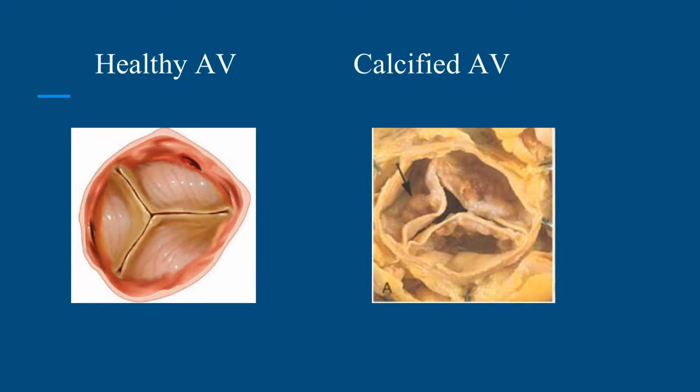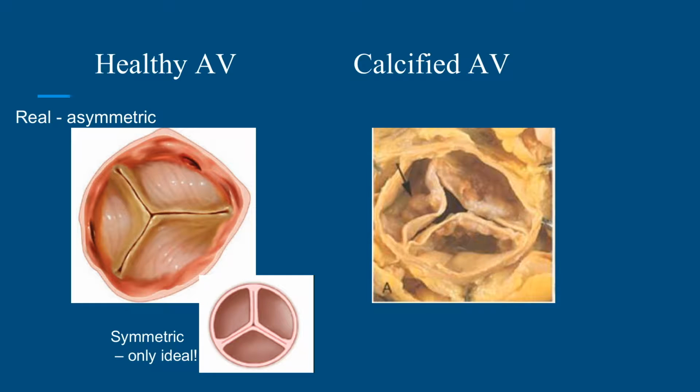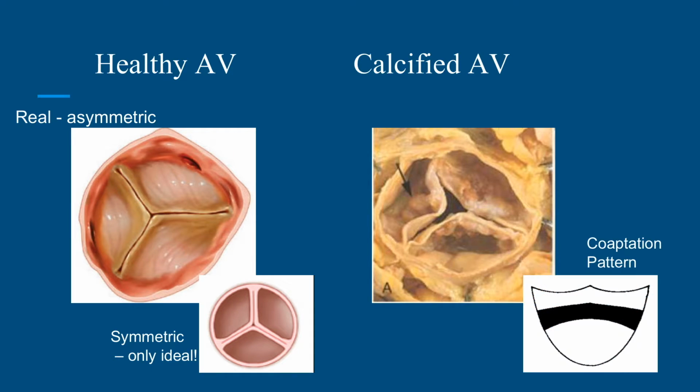Here are pictures for a healthy trileaflet aortic valve and a calcified aortic valve. Notice that normal heart valves can have varying geometry between the leaflets, and usually no two leaflets are of the same size. Also, notice that the calcified deposits tend to occur in specific patterns. In this project, we will use a coaptation pattern, where calcification primarily occurs in the region closest to the wall and around the coaptation edge.